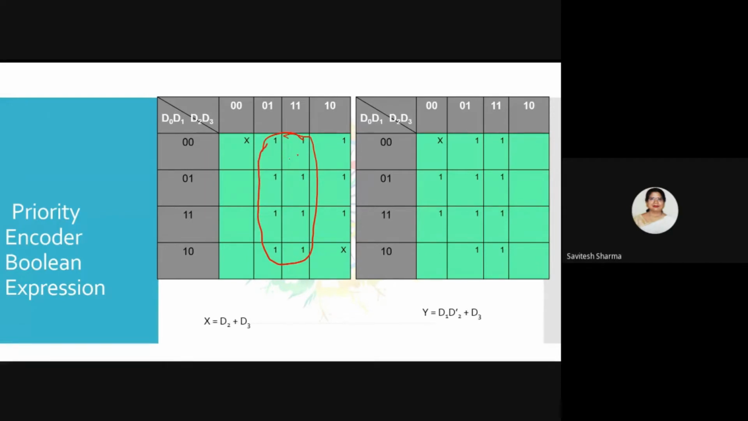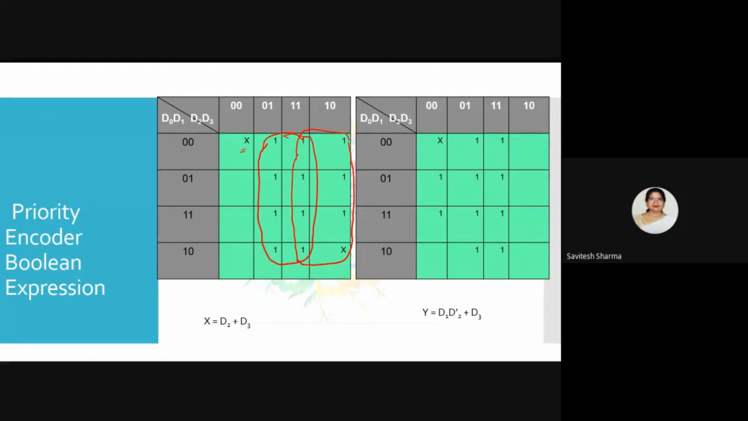Always we need to concentrate on the grouping. If any don't care case is making a big group, then you consider the cross. If any don't care case is completing your group, then you consider that don't care. Otherwise, you ignore it. So I am not taking care of this X. I only concentrate on the ones, and I will only try to make the big group. You see here 2 octets are forming. Based on that, I will write the expression.